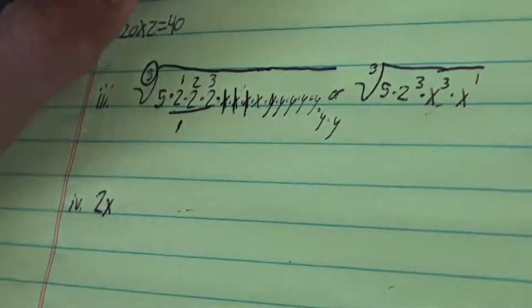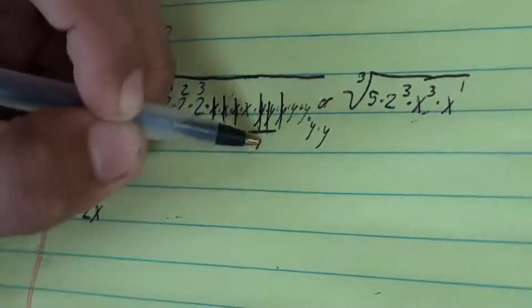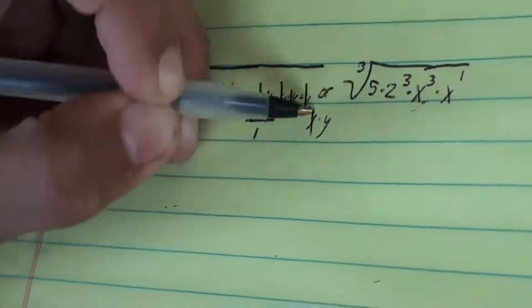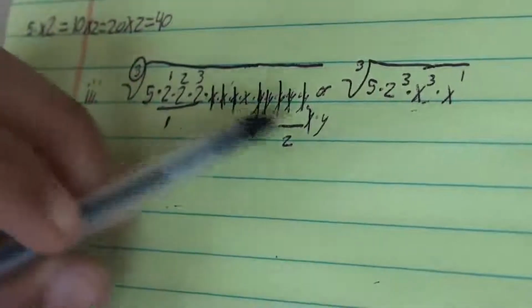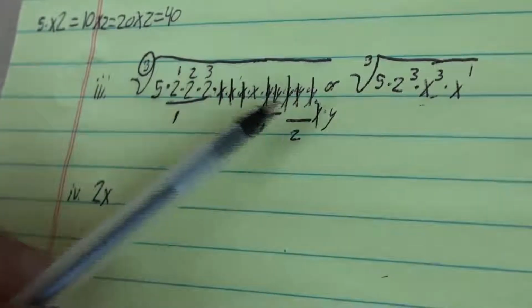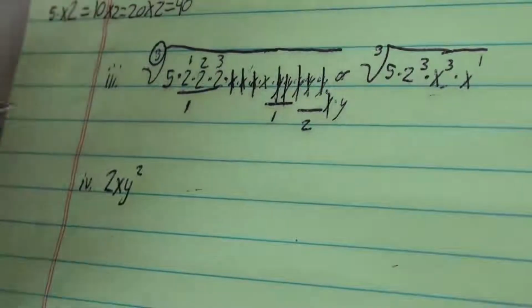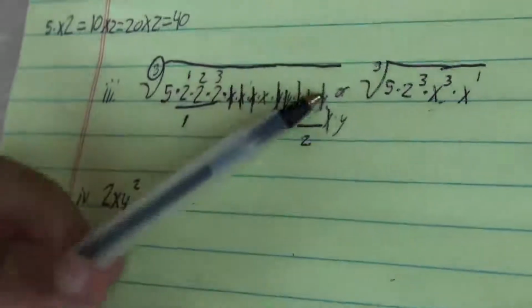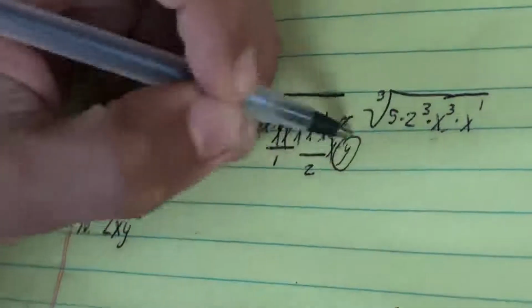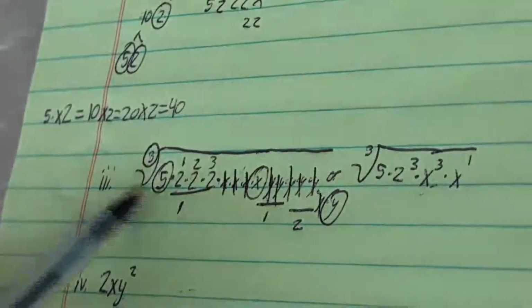How many Y's? We have 7 Y's. 1, 2, 3. This is 1. 1, 2, 3. This is 2. 2 Y's. We're allowed to pull out 2 Y's because we pulled out 3 there and 3 there. So 2 Y's. So it's going to be Y times Y, so Y squared. That's how we know. We're left with 1 extra Y. See, 1 extra here, here, and then there. As I said, it's messy.